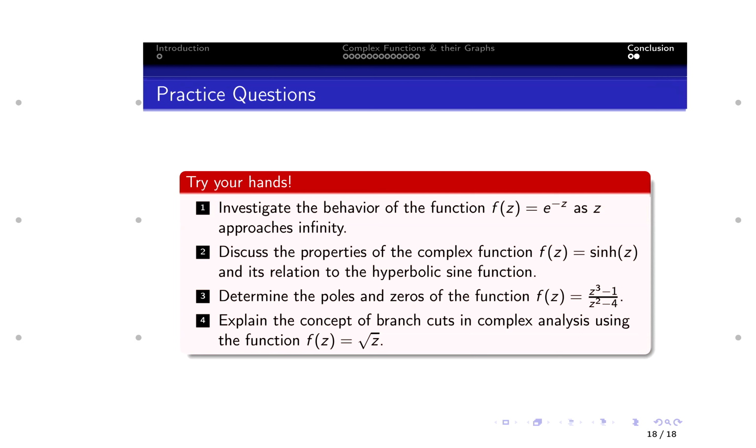Then determine the poles and zeros of the function f of z equals z cubed minus 1 over z squared minus 4. To get the poles, you equate z squared minus 4, which is the denominator, to 0. To get the zeros, you equate z cubed minus 1 to 0. And then number 4, explain the concept of branch cuts in complex analysis using the function f of z equals root z. So try your hands on this and see if you really understand the concept.